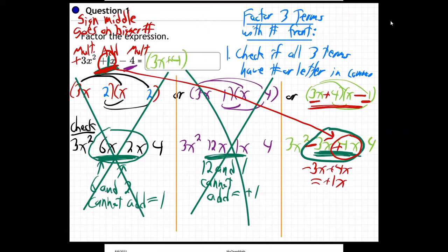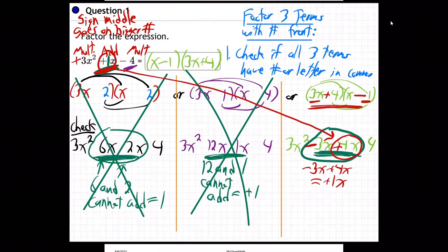Our final answer then is, write it up here, 3x plus 4, x minus 1. Again, either order, you could put the x minus 1 first. Right here, I'll just do it just for fun. You could write the x minus 1 first, and then the 3x plus 4. The order doesn't matter, but you got to keep all the signs on the items correct.